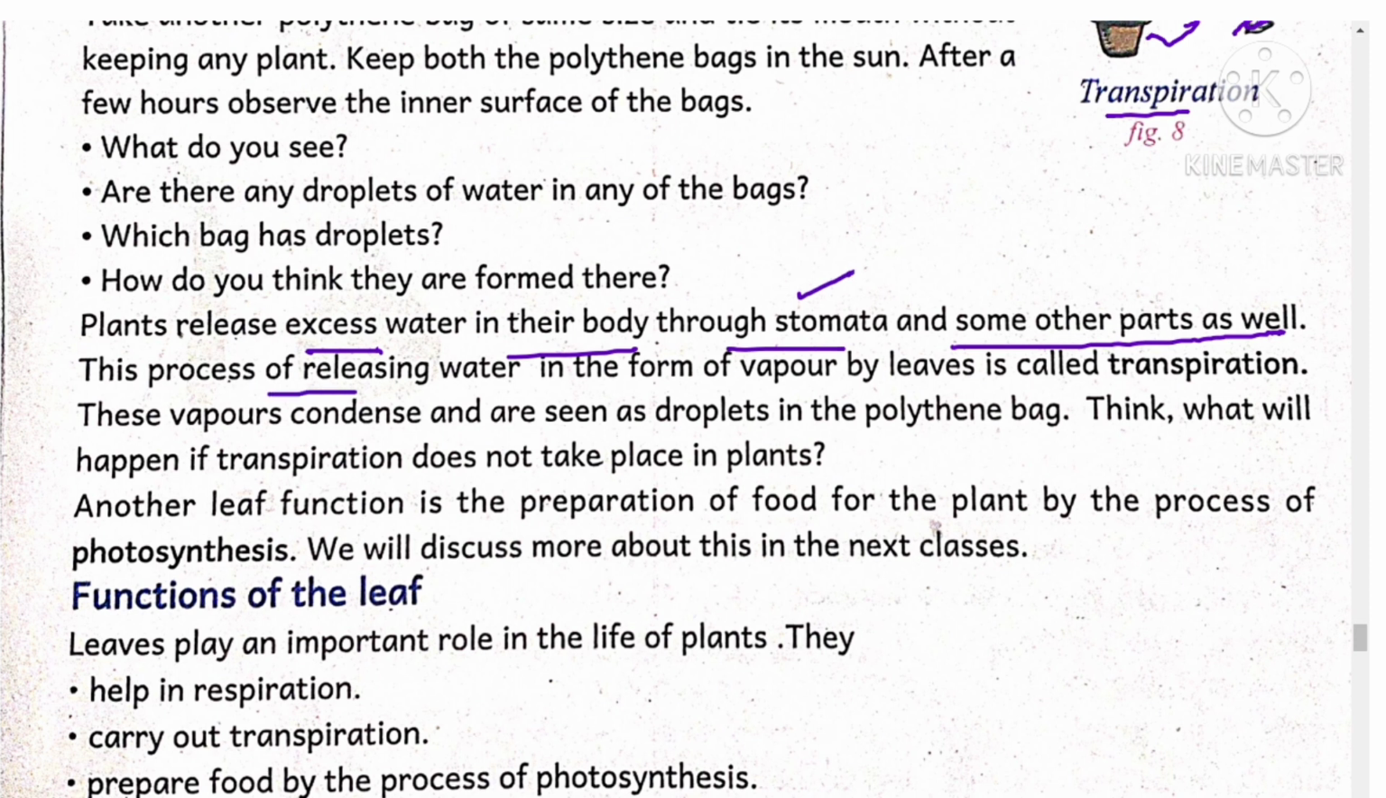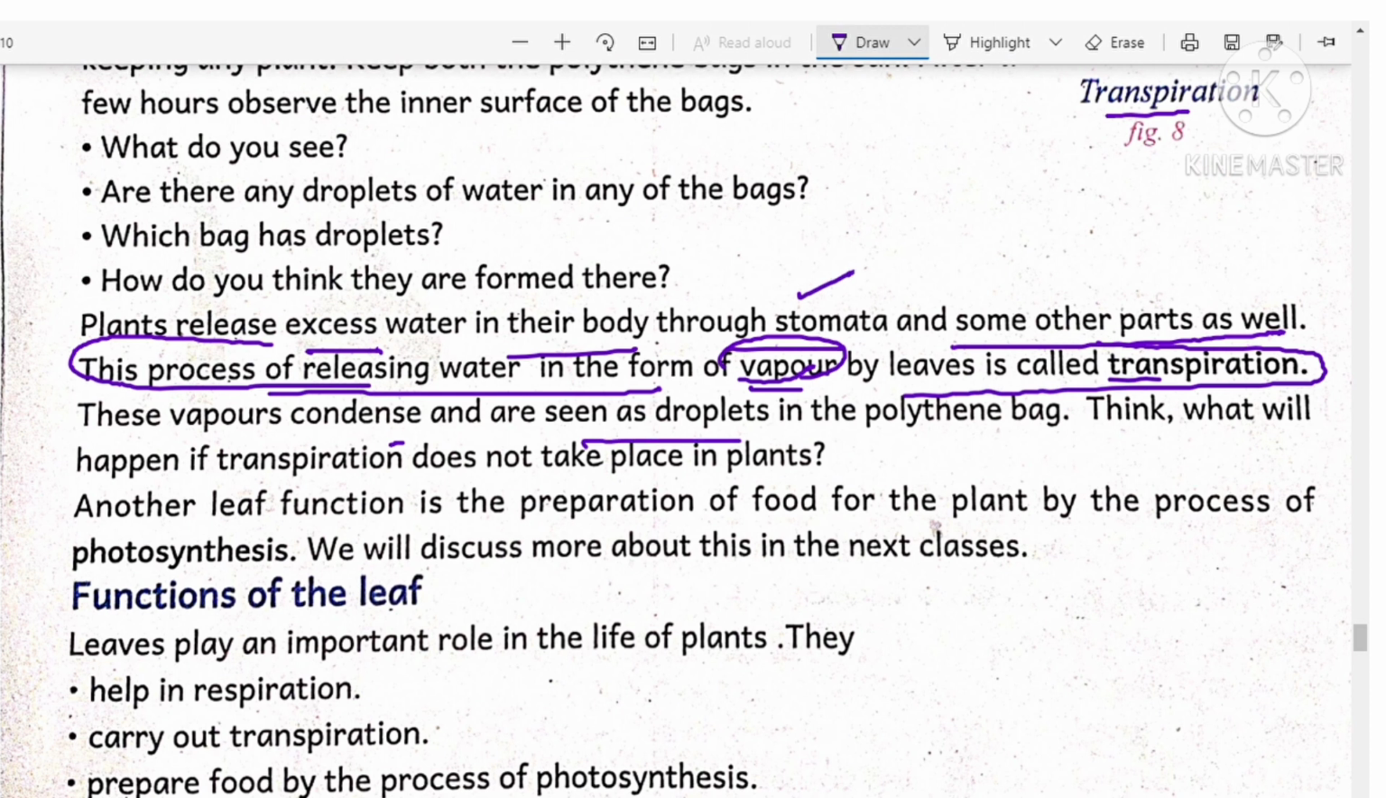So this process of releasing water in the form of vapor by leaves is called transpiration. These vapors condense and are seen as droplets in the polythene bag. Think, what will happen if transpiration does not take place in plants? We don't get any rains properly.